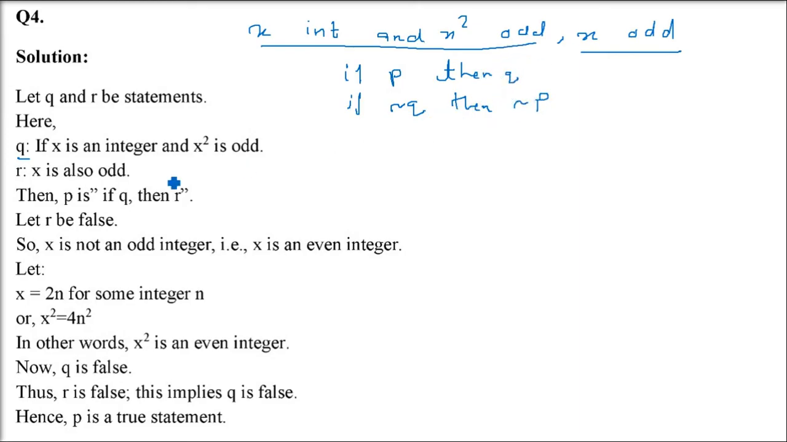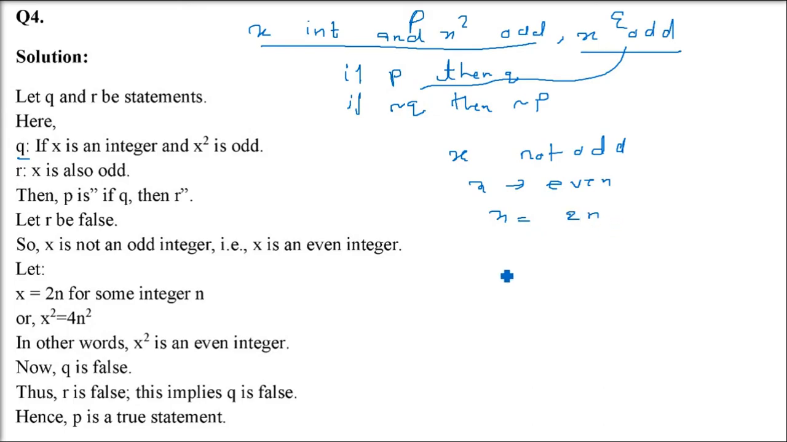If P, then Q. So let us say that R be false. Let R be false, that is, X is not odd. We assume X is not odd because the statement says X is also odd. So X is even, so it has to be 2n, some number multiplied by 2. Now just square it. X square equals 4n square. We can write it as 2 into 2n square, so 2 into k you can assume. So X square is coming as even.